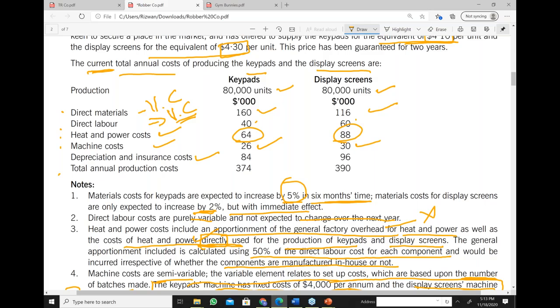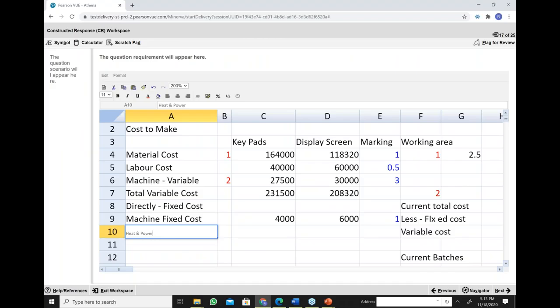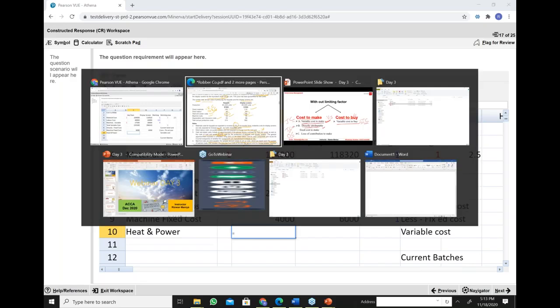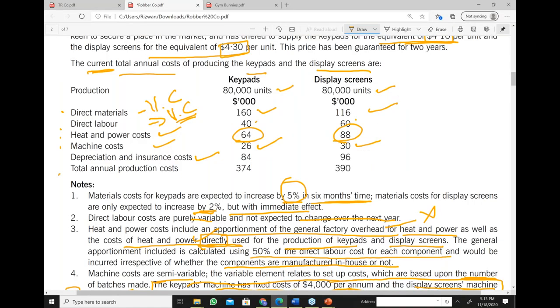So what will I do? Heat and power. I need directly attributable. So what can I do here? I can do the calculation in this cell only. The figure given to me is 64,000. Okay. And this includes 50% of direct labor cost, which is basically general apportionment. Okay. 50% of direct labor cost.